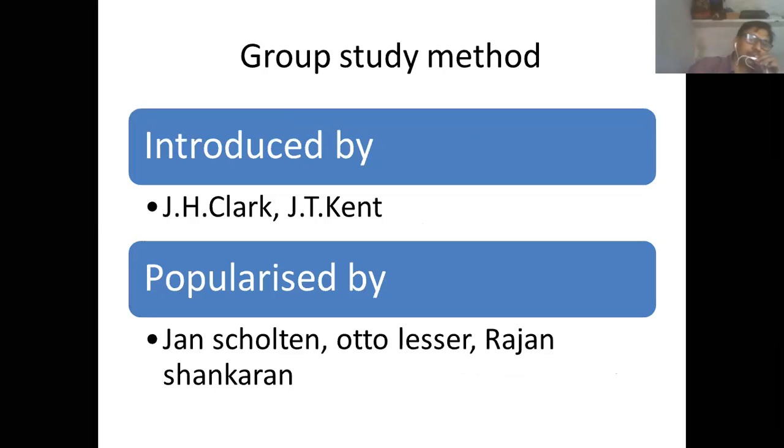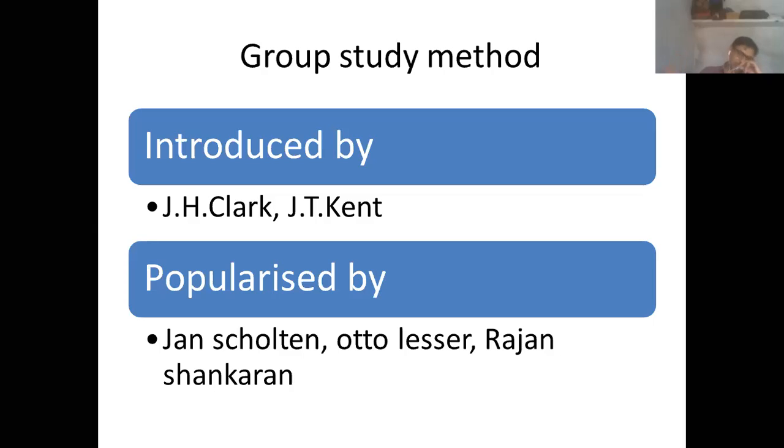I hope these 4 points are clear. Remember, these 4 points emphasize why there was a need for one more method of study of materia medica. Then, who were the pioneers in this study method? Now, there are a lot of controversies about this pioneering work in the group study methods.